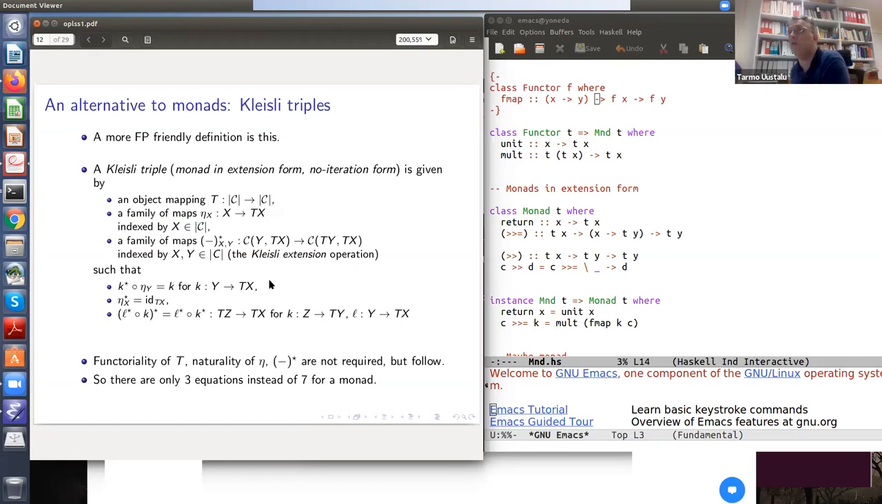And instead of multiplication or join, you have something completely different. You've got an operation on maps. This notation here stands for the set of all maps from Y to TX. This, of course, is then the set of all maps from TY to TX. So it's an operation between sets of maps. Any map from Y to T of X, I have to be able to promote it to go from TY to TX. And these have to satisfy some conditions, which look something like this. So here, for example, I'm given a map from y to x.